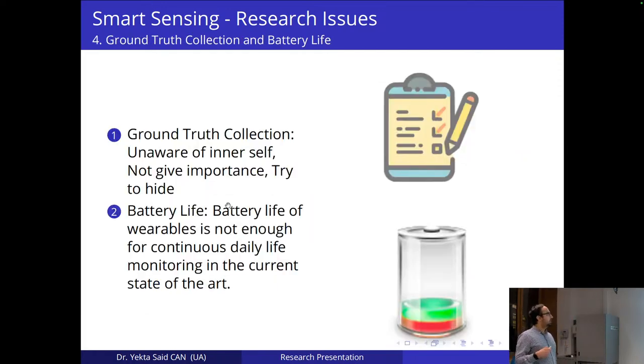Also in daily life, we rely only on self-reports for ground truth. But this ground truth has some issues, such as people can be unaware of their inner self. They don't give importance to the experiment, for example, or they try to hide their real emotions. As for battery life, the battery life of wearables is not enough for continuous daily life monitoring in the current state of the art. People have to charge their devices every day or every 2 days, which causes reluctance to use these devices after some time.